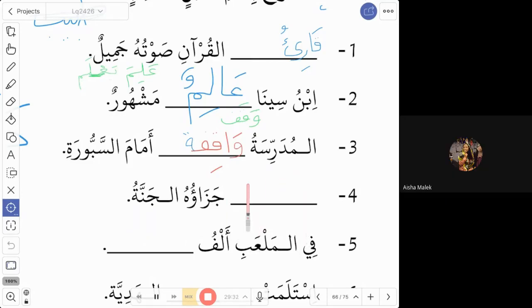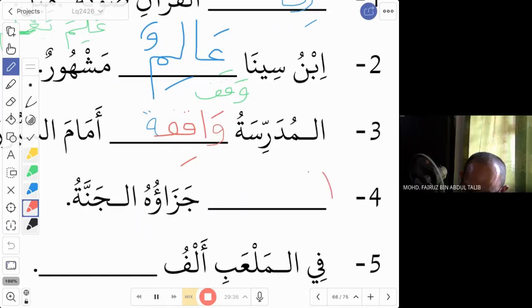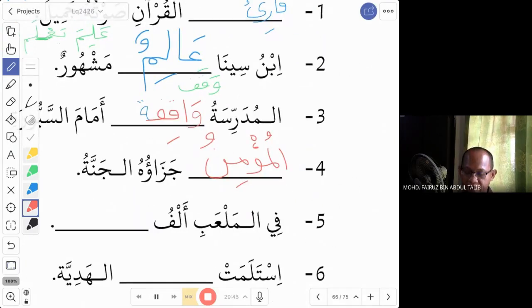So al-mu'minu. Yes, al-mu'minu is an isim fa'il. So you can just say al-mu'minu. Good. So the believer. And of course, at the same time, it is in the form of isim fa'il because it is from the fi'il yu'minu. Yes, correct. So yu'minu, mu'min. Al-mu'minu. And of course, as we mentioned just now, because it is already in the isim form, you can add alif lam, you can add ta, you can change to jama, and so on. Al-mu'minu jaza'uhul jannah.